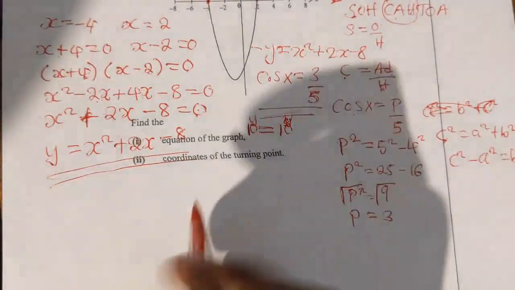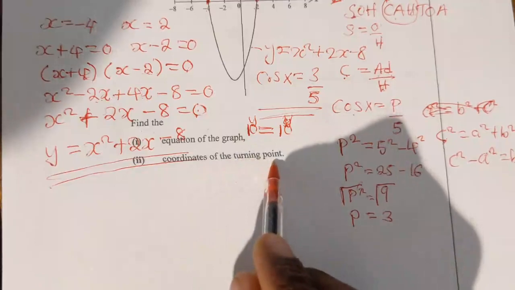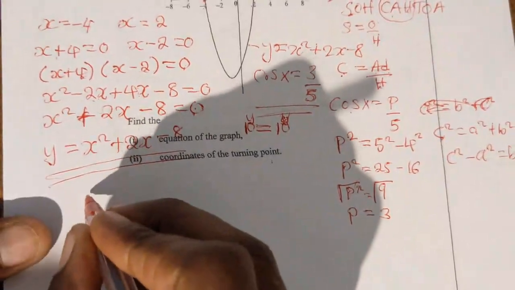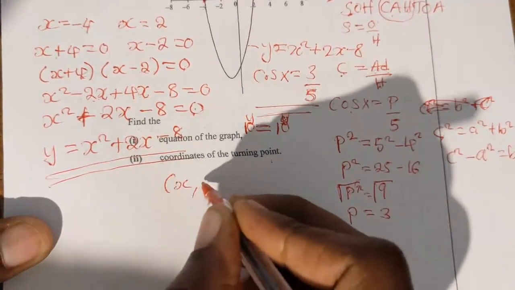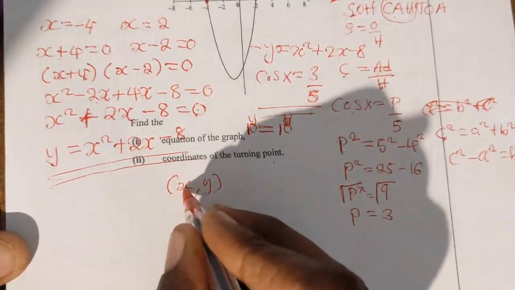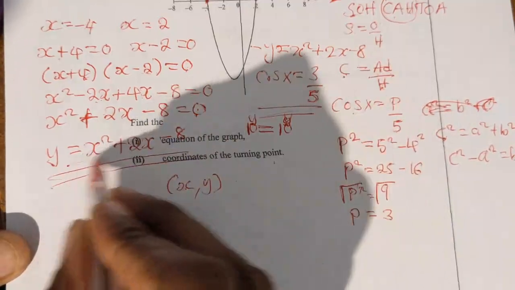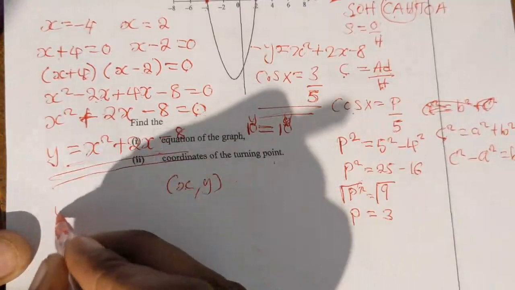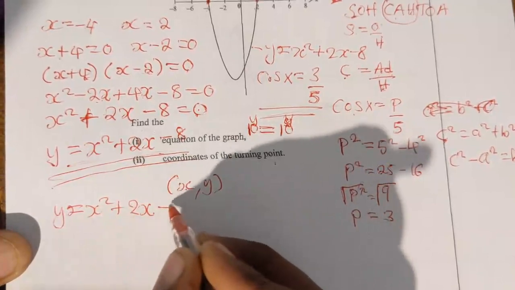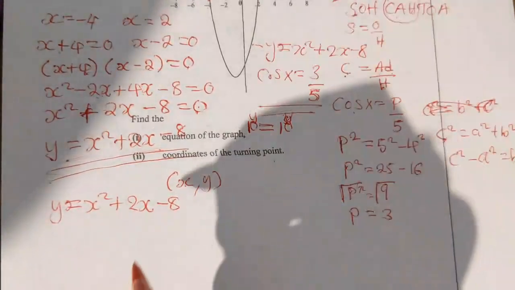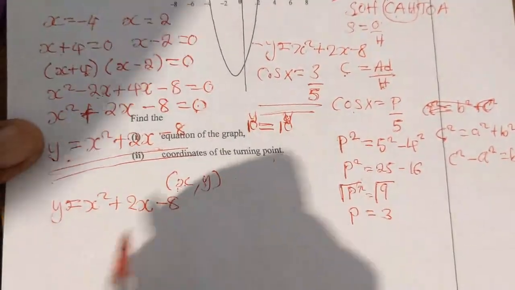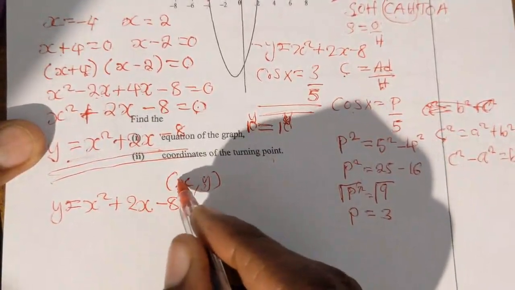So now you are taught to find the coordinates of the turning point. The coordinates of the turning point are x, comma y. These are the coordinates that you're supposed to find. To find the x value, you use the same equation, okay? The equation is y is equal to x squared plus 2x minus 8. So to find the value of x and y, use this same equation of the graph.